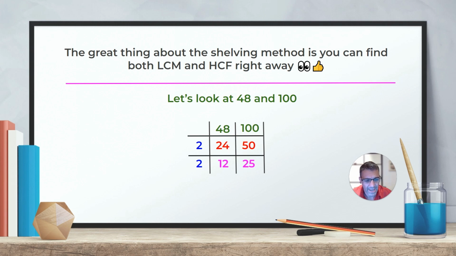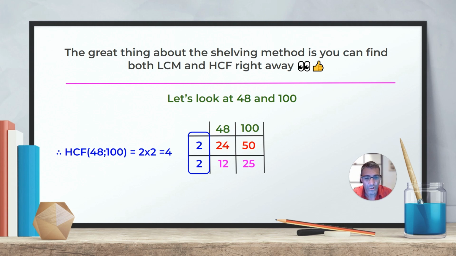And the HCF, the highest common factor, is going to be the two numbers in the left-hand column, which are the two blue numbers, which I'm circling for you right now. So 2 times 2 is the highest common factor of 48 and 100. So 2 times 2 is 4, and 4 divides 48, but it also divides 100. And so this is the biggest number that will divide both 48 and 100, which is why it's common to both.